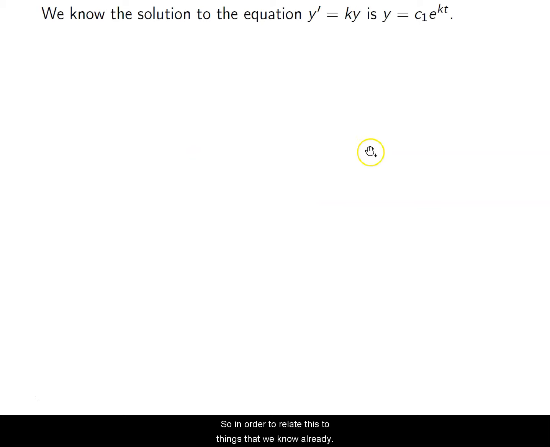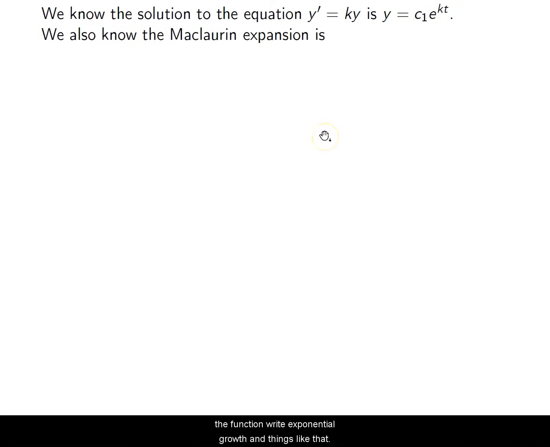Okay, so in order to relate this to things that we know already, we know that a very, very standard differential equation, y prime equals some constant of proportionality times your original function, has a solution of y equals some constant times e to the kt. Right, we learned that way back in chapter 1. You learned this way back in calculus, even pre-calculus or algebra 2. Maybe not so much for the derivatives, however, but you know that this was an important style of function, right? Exponential growth and things like that.